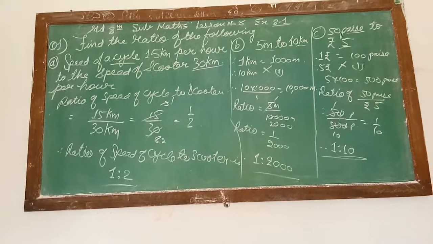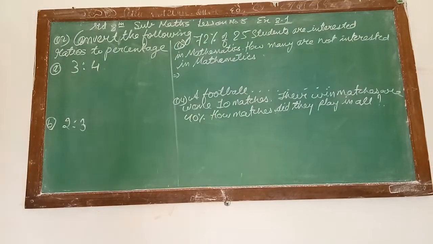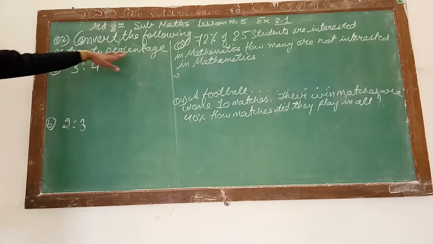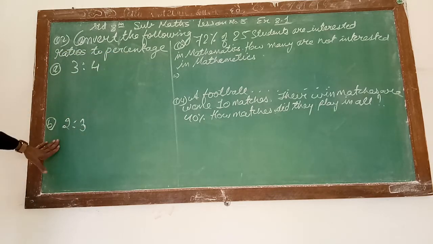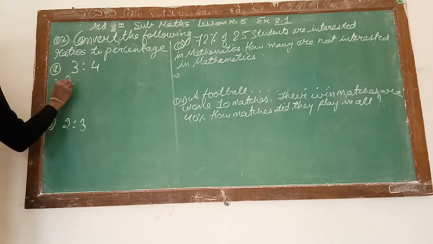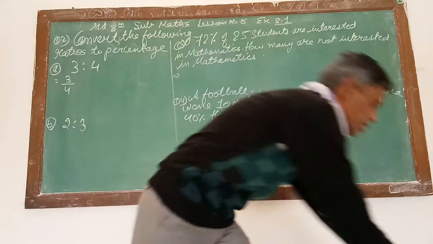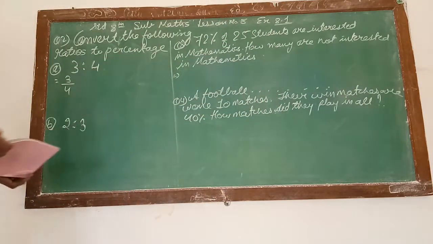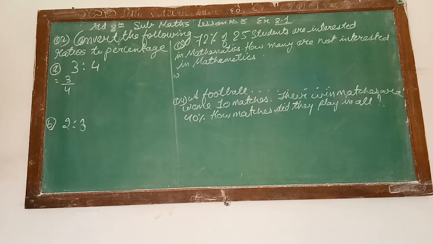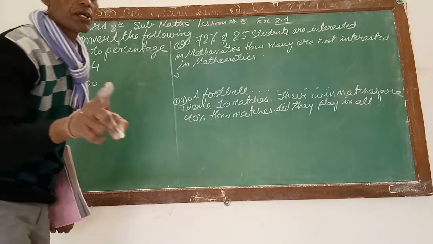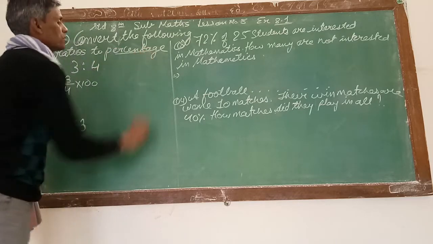Question number 2. Now students, question number 2, convert the following ratio to percentage. A and B are given. What is given? 3:4. That means 3 upon 4. We have to convert it into fraction form. 3:4 means 3 upon 4, and this 3 upon 4 will be multiplied by 100. Why by 100? Because percentage is always calculated on 100, and we have to convert this into percentage.